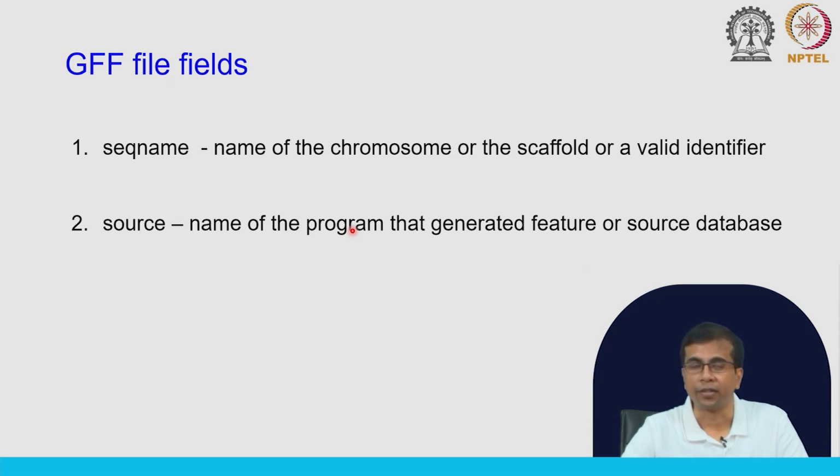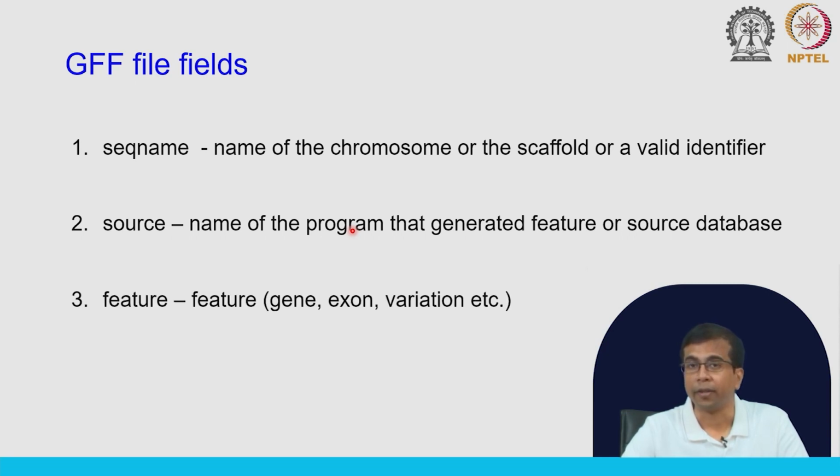Then the second field is the source. This is the name of the program that generated that feature or the source database. Here in the example you can see it is the RefSeq database, from which we obtained the GFF file. The third one is very important, it is the feature itself. So, what is this feature we are talking about? Is it a gene? Is it an exon? Is it a variation? What type of feature are we looking at? We will look at the example again and you will probably understand this better.